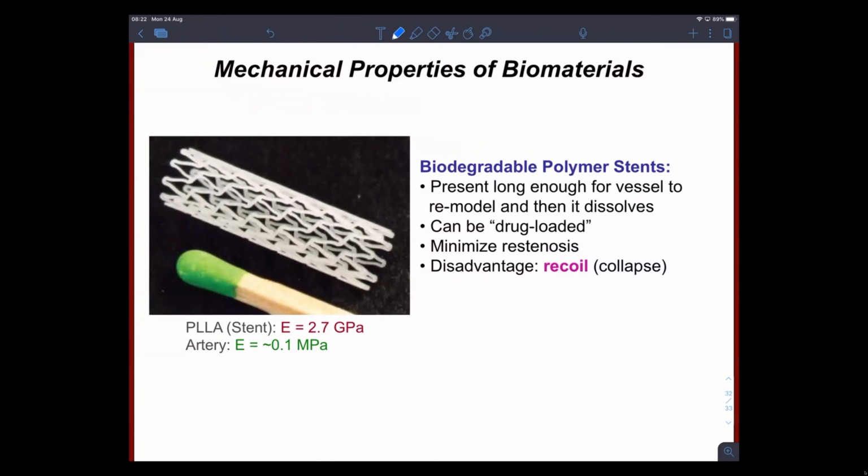But this minimizes the restenosis, and you can see the moduli are a lot closer between the PLA stent and the artery. But the disadvantage to that is that it can collapse, right? Because it's not as strong. So there is a balancing out of those things. That is why structurally they build it to look like it is, to help support it and give it strength.